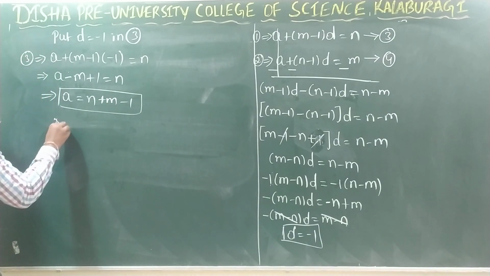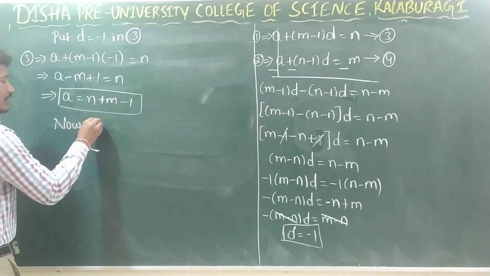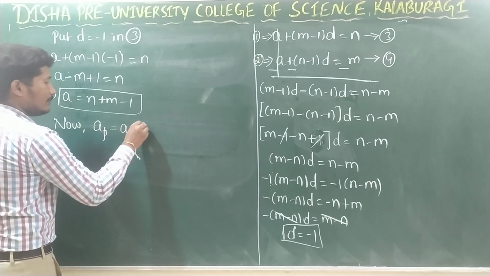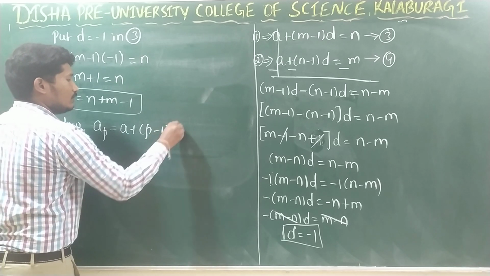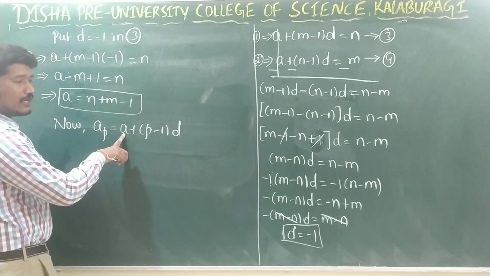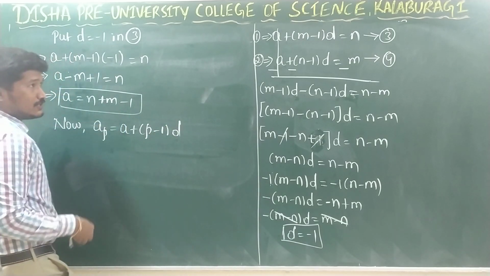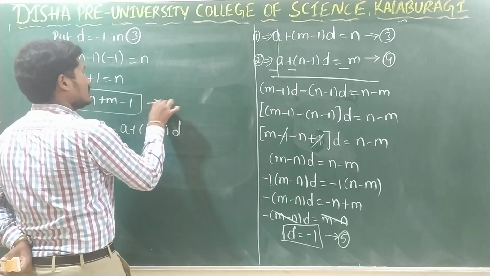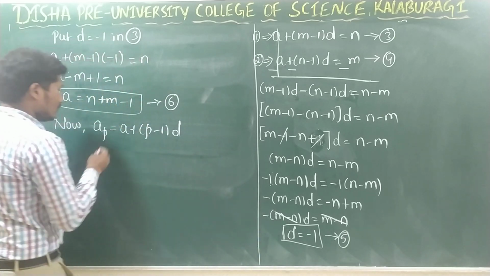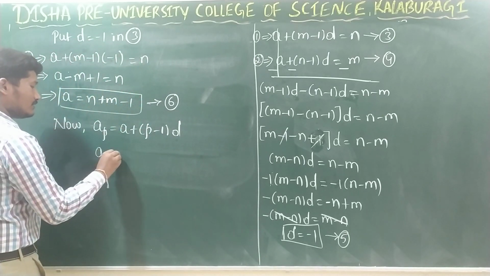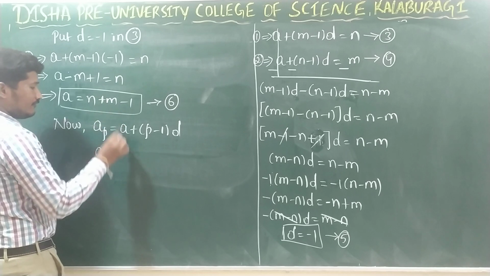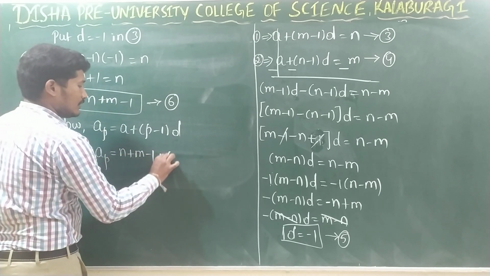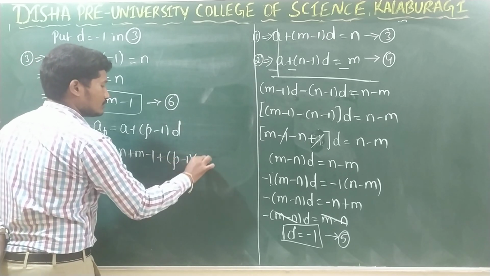See here. Now, we need to find the pth term, that is AP. This is equal to a plus (p minus 1) into d. Right? You know the value of a and d. Substitute them. Let us take this as 5 and let us take this as 6. Right? So let us substitute. AP is equal to, the value of a is what? n plus m minus 1, plus (p minus 1) into minus 1.